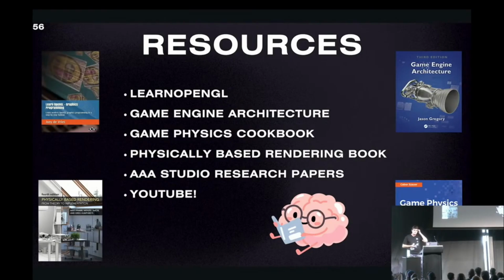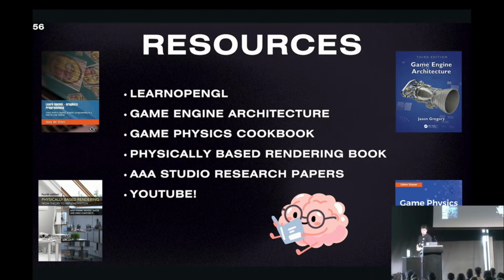And here are some resources for learning. The most common is Learn OpenGL, and this would be if you want to learn your graphics APIs and how to create your own graphics engine. The other one is Game Engine Architecture by Jason Gregory. This is an amazing book on architecture itself in a game engine, if you want to really dive into the depths of how AAA studios design their engines.